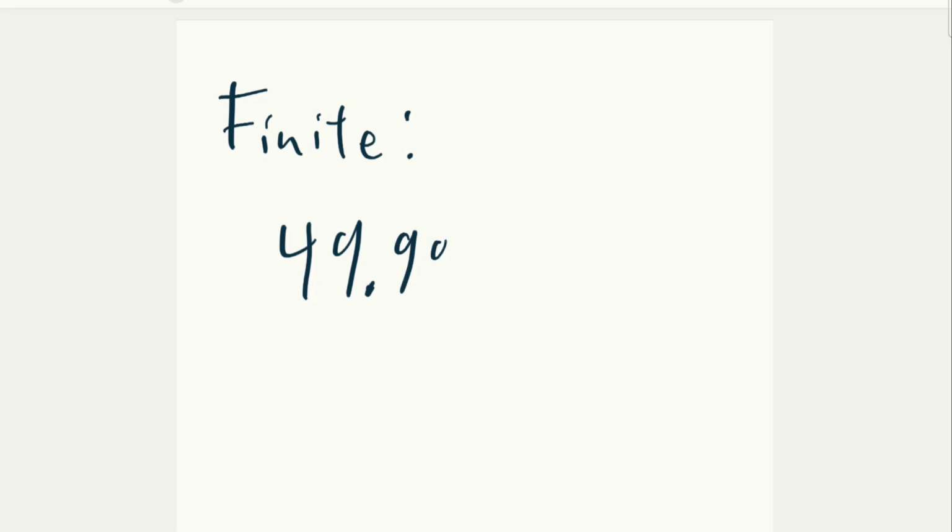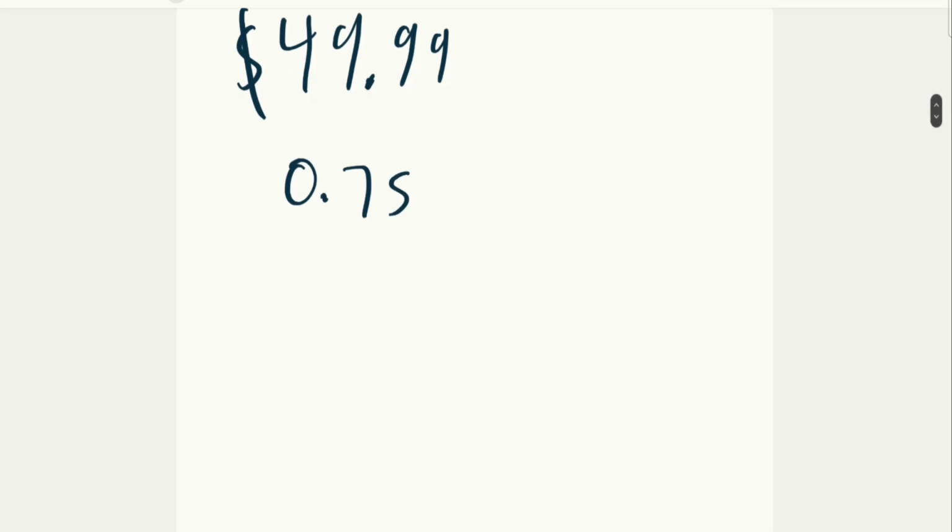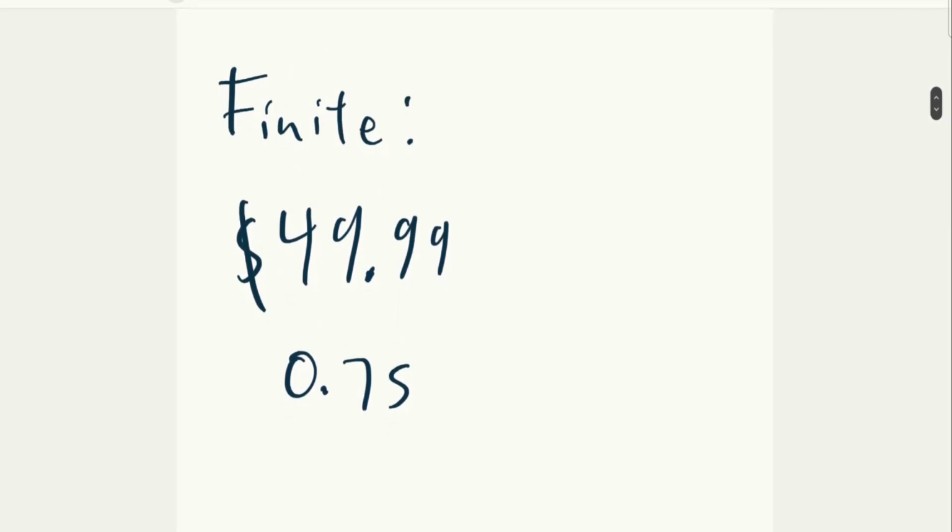Now, finite decimals are everywhere. That's like a price at a store, $49.99. The 0.99, that's a finite decimal. It doesn't go over to infinity. It's just 49.99. Or, like I said earlier, 3 divided by 4 equals 0.75. That's a finite decimal. There's a set number of terms after the dot.